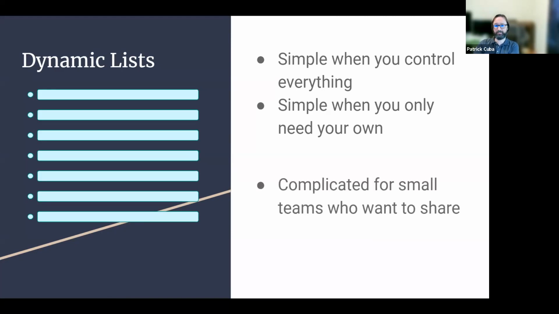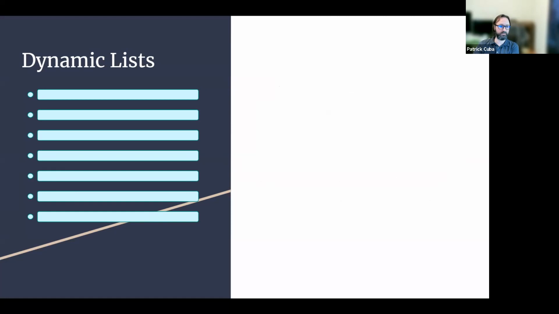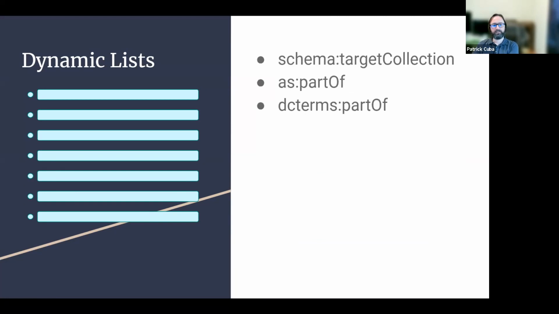But it gets a lot more complicated if you have a small team and they want to share, not only sharing resources from remote places into their collection, but then sharing that collection back out as well. The goal is to belong to more than one and not be destructive. So the way that I've implemented this in places where we've used it, and I'll show you some examples of those, are looking at these three, and there are certainly more. This is just some example.